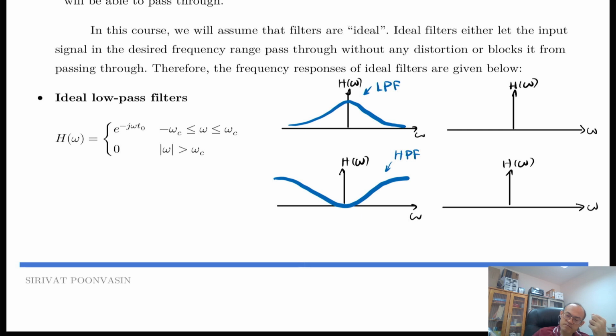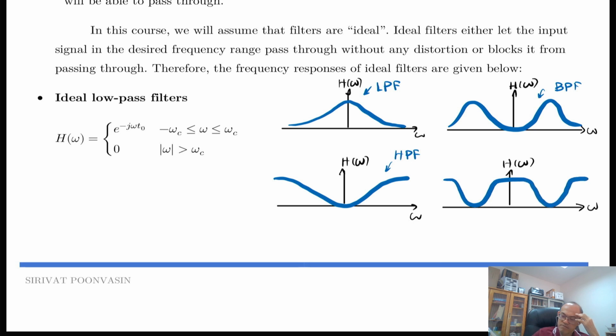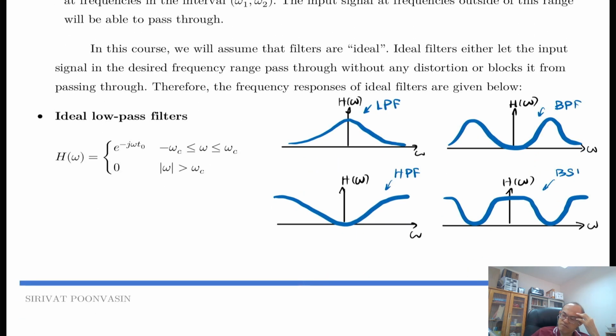Now, as for the band pass filter, the graph will look like this. This is a band pass filter. Band pass filter passes through a certain range of frequencies. Okay, and the band reject filter will be the opposite to the band pass filter. This is the band reject filter, band stop filter, sorry, band stop filter.